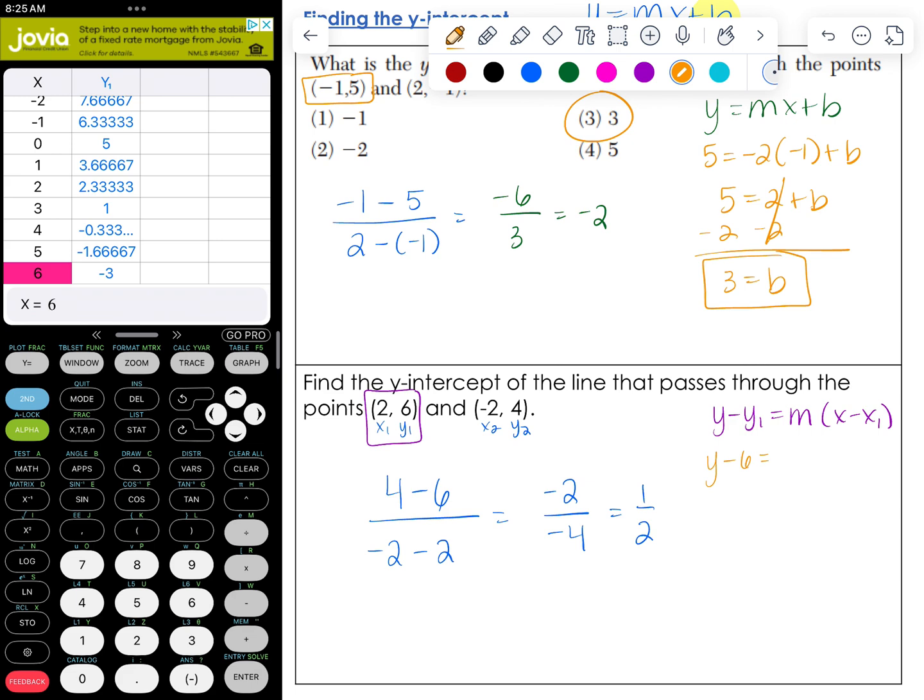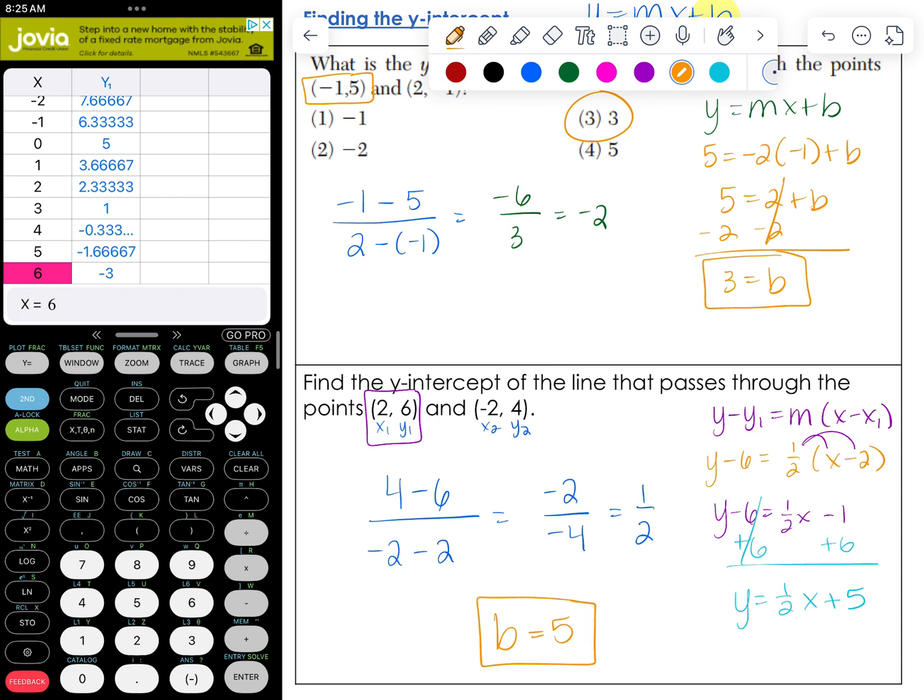So I've got a y minus 6 is equal to my m value times x minus 2. I'm going to distribute. So I say, okay, y minus 6 equals 1/2 x, and now half of -2 is just -1. Add 6 to both sides. Y equals 1/2 x plus 5. So what is the y-intercept? Your b value is equal to 5.